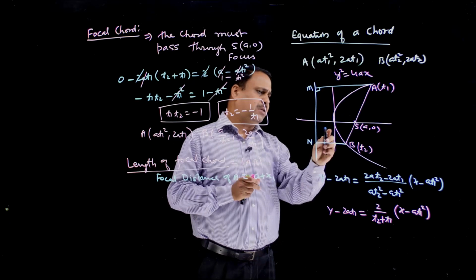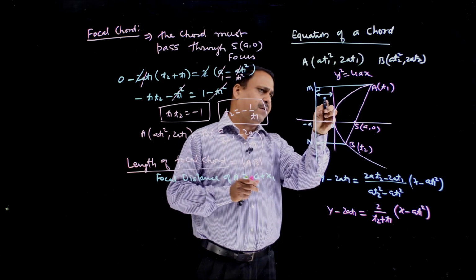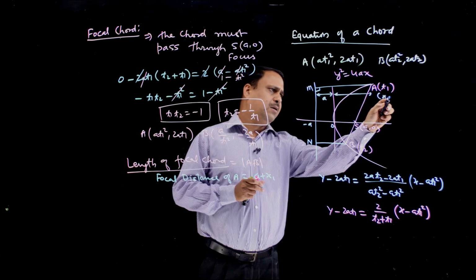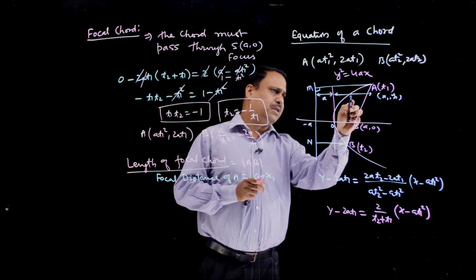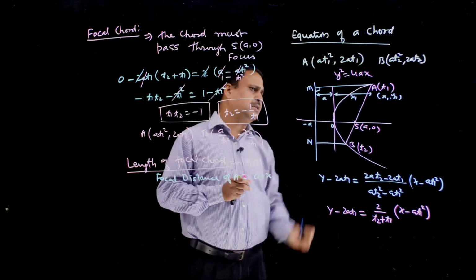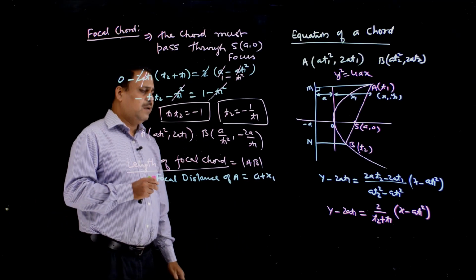And this is how much? This is 0, this is minus A. So this distance is A. And this distance is x coordinate. Suppose this is x1, y1. Then this distance is x1. From x1 I am going, then y1. So total distance is A plus x1.